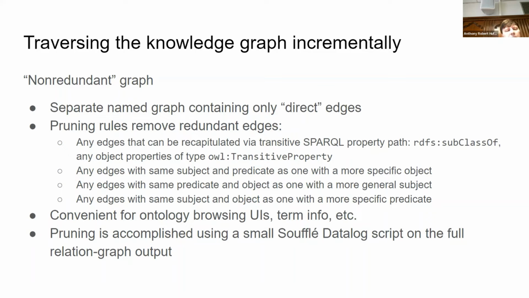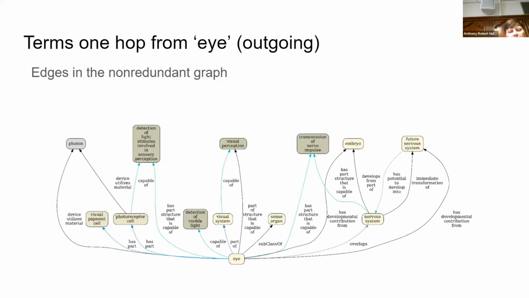And so this filtered-down graph is really useful for creating an ontology browsing UI or term info or something. You can see the most direct relations to a concept. And this pruning happens in the Ubergraph build using this Souffle Datalog script that implements these rules. So this is what the non-redundant graph looks like if you do a query for all the terms that are one hop away from Uberon I. You get, it's a subclass of sense organ, it's part of the visual system, capable of detection of visible light. But it's a bit more than you get just by looking at what the ontology says.